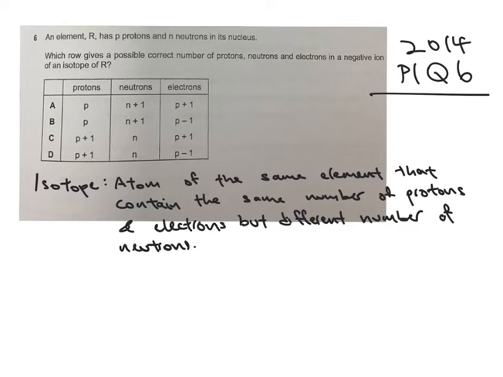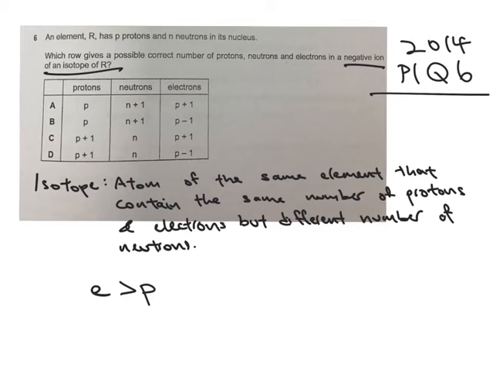R? So first, let's take a look at what is the definition of an isotope. As I have written down here, the definition of an isotope is atom of the same element that contains the same number of protons and electrons but different number of neutrons, right? What other key information is given in this question? It mentioned that in the negative ion of an isotope of R, right? Meaning to say the number of electrons must be greater than the number of protons.